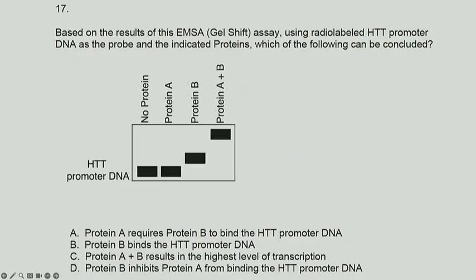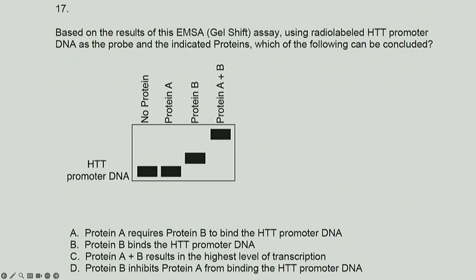For B, protein B binds the promoter DNA. Yes, so we see our upshift, right? For C, protein A plus B results in the highest level of transcription. We don't know anything about transcription here, right? We just know that they bind. We don't even know if they're activators or repressors or anything that they're doing here. We just know that they can bind the promoter.